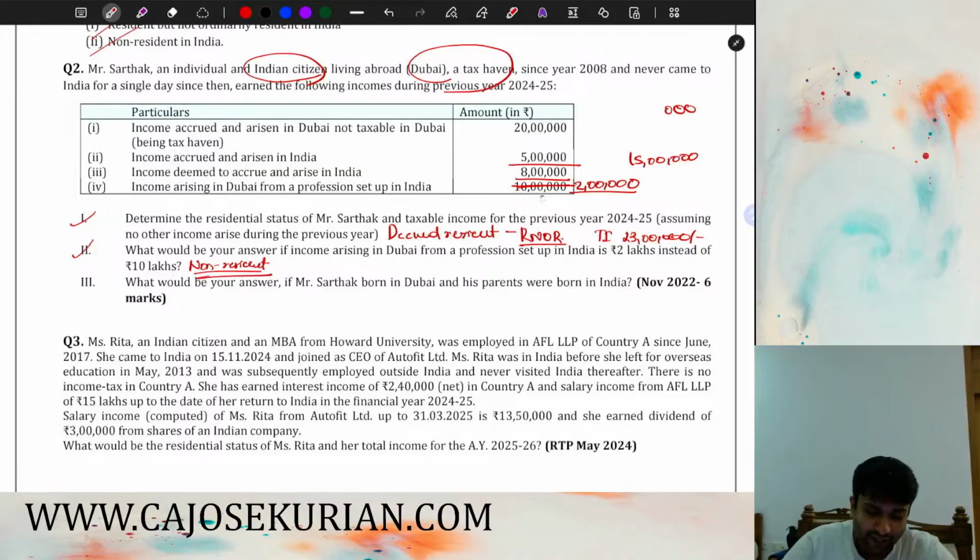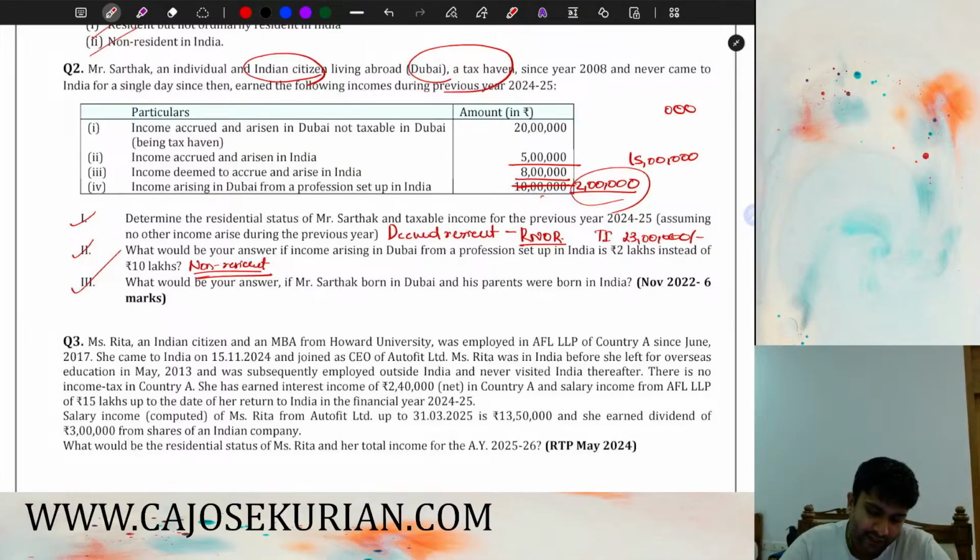So if instead of 10, it is 2 lakh, then his total income from Indian source will be exactly 15 lakh. If it exceeds 15 lakh only, this concept of deemed resident will come into the picture. Otherwise, we don't have to go with the concept of deemed resident. Then he will become a non-resident because he hasn't stayed in India for a single day.